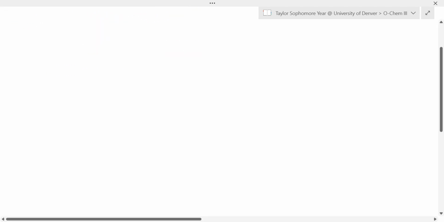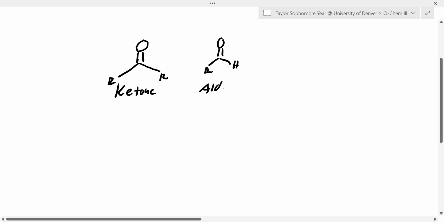Hello, today we'll be talking about oxygen, carbon, and nitrogen nucleophiles and their reactions with aldehydes and ketones. First, to start out, we'll draw a good example of a ketone, which is essentially just this. I'll call this ketone. And here, this is an aldehyde. The main difference between aldehydes and ketones is that aldehydes, instead of having two R groups, have a hydrogen instead.